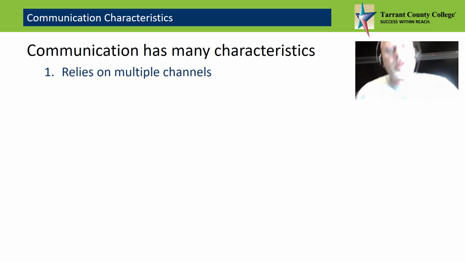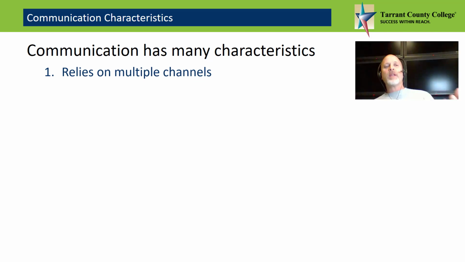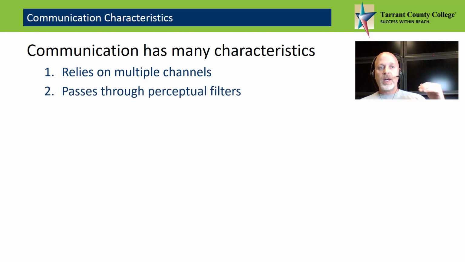So a couple of communication characteristics we want to look at. The quality of the communication relies on the channels. Anything you put through a filter, such as air, water, light, anything, is going to come out different on the other side than how it started. The same thing happens when we communicate. What one person says is not always exactly what the other person hears. We all filter incoming communication through our perceptual filters, through our experiences, our biases, our prejudices, our beliefs, our stereotypes, and so forth.